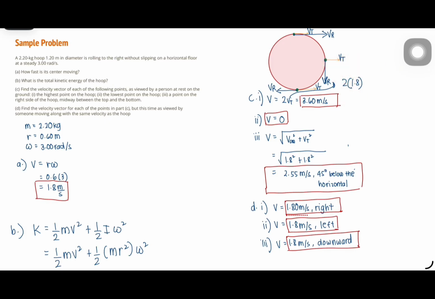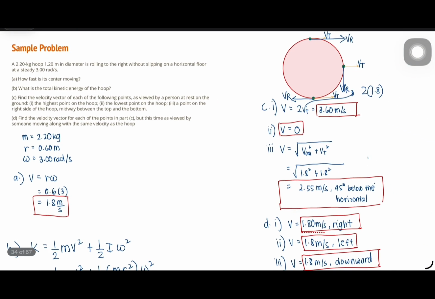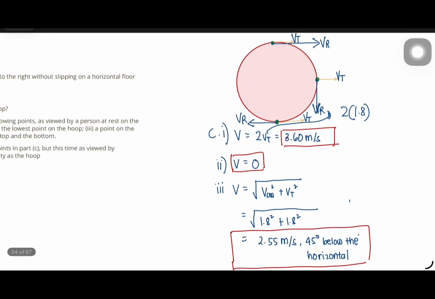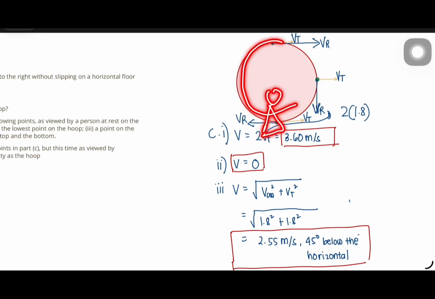Next, for letter D, pinapahanap pa rin yung velocity vector, but this time yung parameter is yung nag-view is moving na with the same velocity as the hoop. Pag pareho moving yung hoop at saka yung tumitingin, yung nakikita niya lang po is yung rotational motion. Kumbaga, yung kailangan lang dito or yung makukuha lang is yung velocity ng rotational.